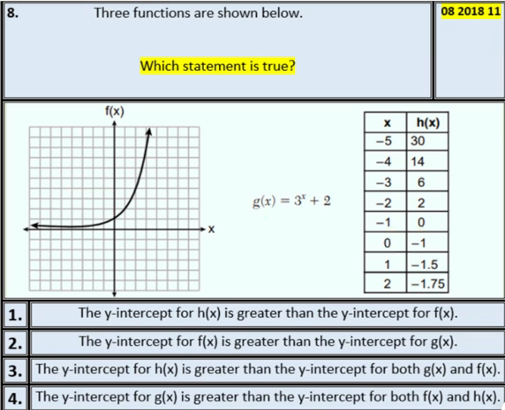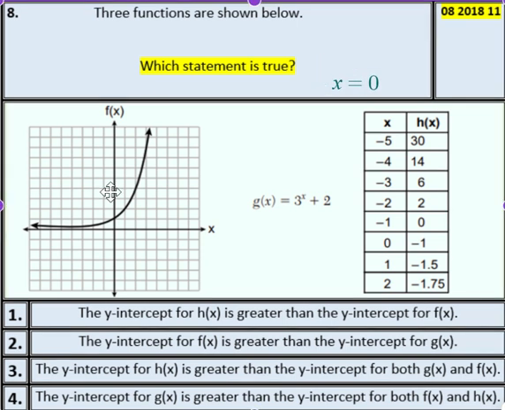Okay, number 8. Three functions are shown below. Which statement is true? So we have f of x, the graph of a function, g of x, the equation of a function, and h of x, a table of a function. So notice all four answers talk about a y-intercept. So here, if I'm on the y-axis, the name of the y-axis is the line x equals 0.